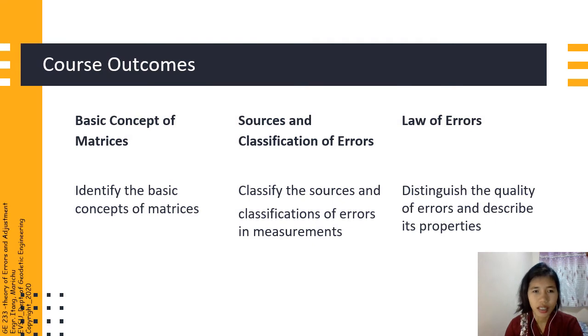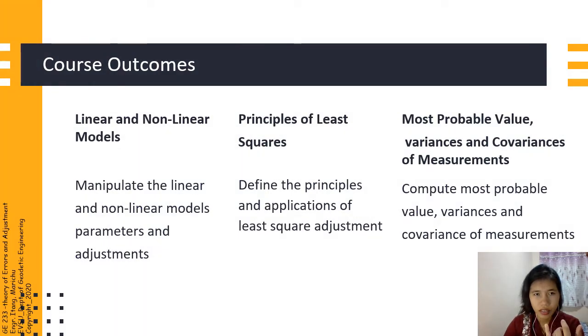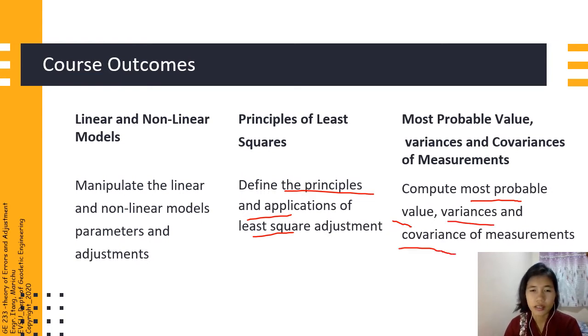For the course outcomes, for chapter 1, we are going to identify the concept of matrices. For the sources and classification of errors, we are going to classify different sources and so on. We have here the other outcomes for the other chapters. We are going to define the principles and application of the least squares, and compute the MPV, variance, and the covariances. We are going to discuss each of these as we go through our topics.